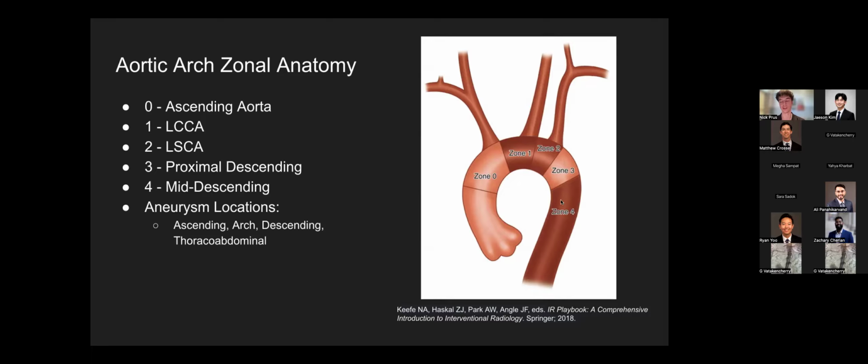And then as the aorta continues downwards, that eventually turns into the abdominal aorta once it passes the diaphragm. So aneurysms can occur in any of these locations. It can occur in the ascending portion, it can occur in the arch, descending, and then if the sac extends throughout the thoracic and abdominal portions of the aorta, then it's considered a thoracoabdominal aneurysm.